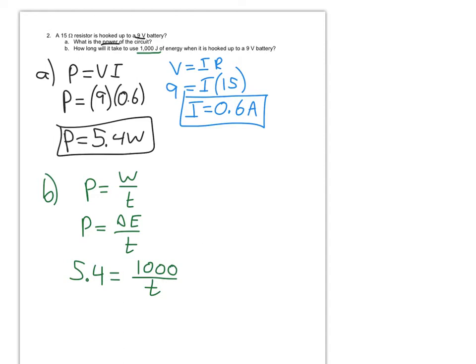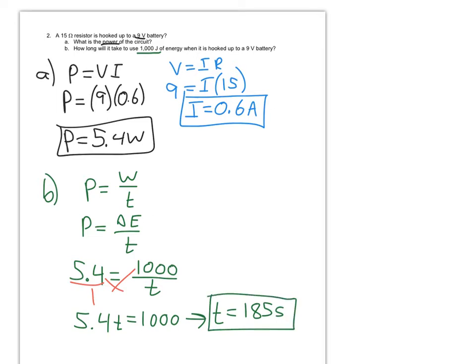From here, I would cross multiply. And so what we end up getting here is 5.4 T equals 1,000. When we solve for time here, we end up getting a time of 185 seconds. That's how long it will take to use 1,000 joules of energy at this rate of power usage.